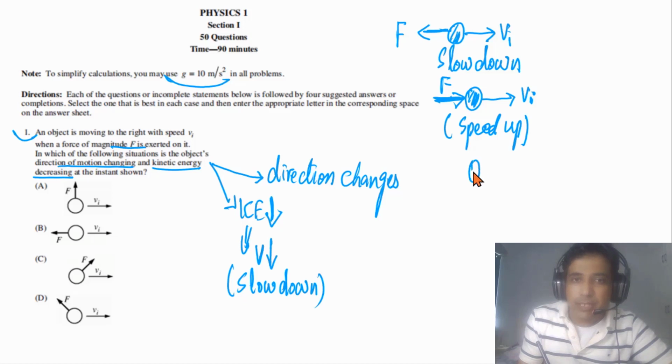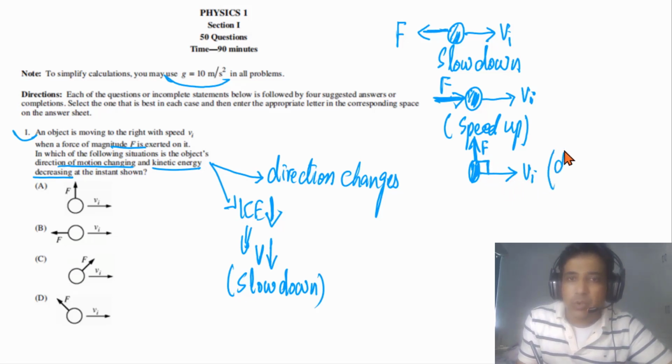We can also take another special case. Let's say the object is moving to the right and we apply force on this object at an angle of 90 degrees. Let's say we apply force upwards, or we apply force downwards. If this angle is 90 degrees, in this case only the direction of motion changes.